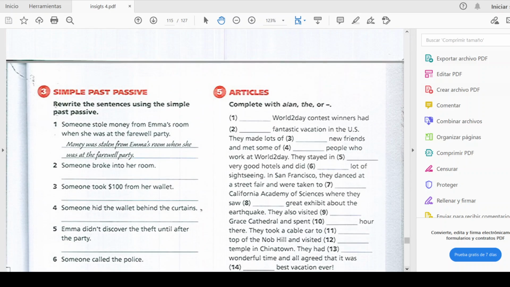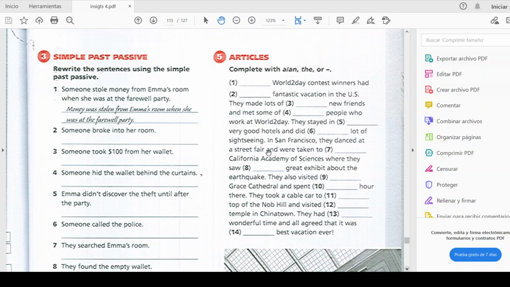And then, just to finish the homework, you are going to do exercise 5. This is about articles. Complete with a, an, the, or a hyphen. That's what you are going to use, guys, to complete that exercise. So you are going to read all that exercise, and you're going to read the sentences, and if you consider that you need an article, you are going to write an article, or if you consider that you don't need an article, you just write the hyphen.